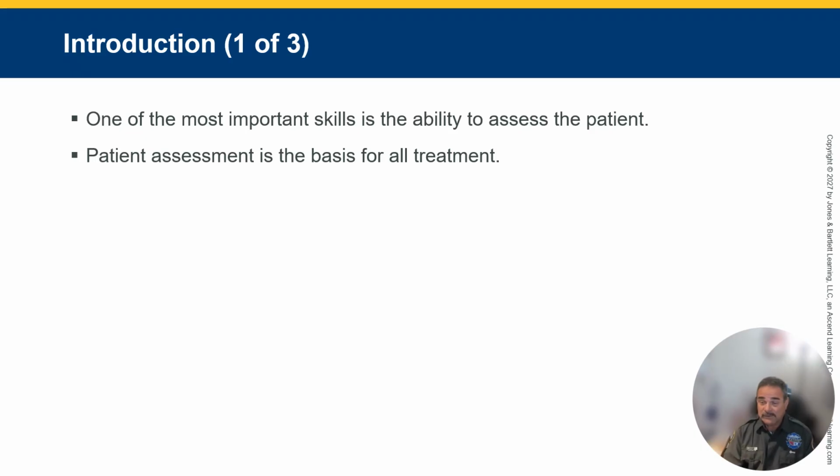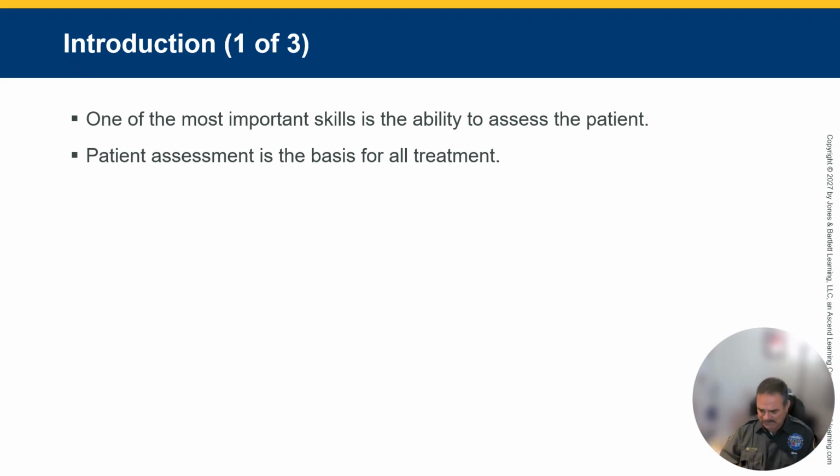Scene size up. What's the second point of the assessment? Primary assessment. What is the third point of the assessment? History taking. What is the fourth point of assessment? Secondary assessment. And what is the fifth point of the assessment? Reassessment. So let's break this all down.